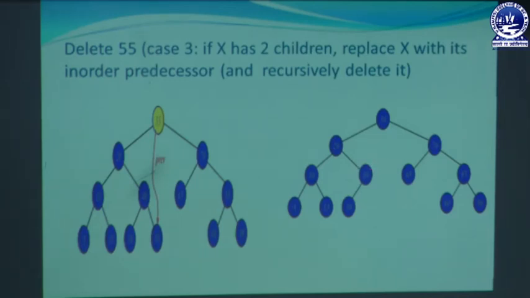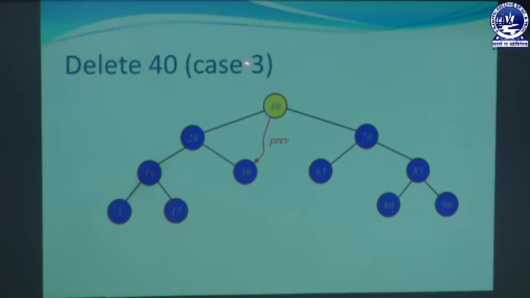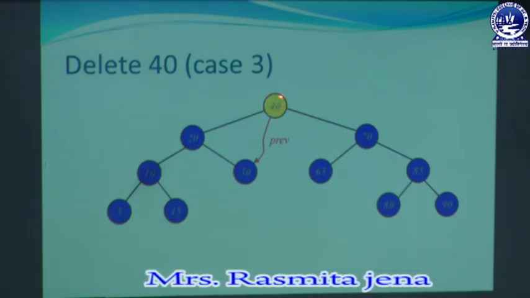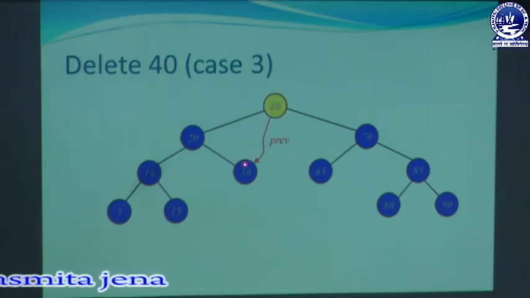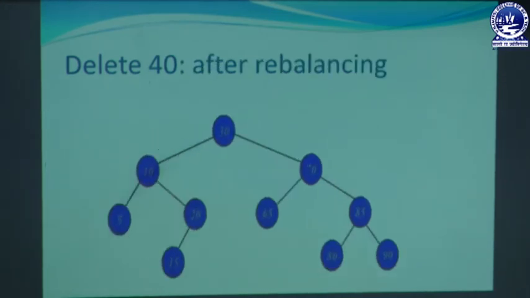Next, suppose I want to execute the next case. Suppose I want to delete 50. That is also case 3. You can see 50 has two children, one left subtree and one right subtree, and it is the same case. The in-order predecessor for the node 40 is 30. That means we will replace 40 with 30. Because it is our case 3 and we want to delete the node 40, we replace it with its in-order predecessor. So 30 will be replaced instead of 40, and when we replace it, the tree becomes like this.